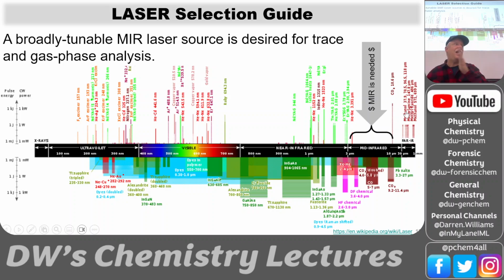Now, how could you scan a laser? Well, one way is dimensional. We have the resonant cavity. If we could move one of the mirrors, we're scanning the laser. And so it's just not broadly tunable. We can't scan it that far without difficulty.